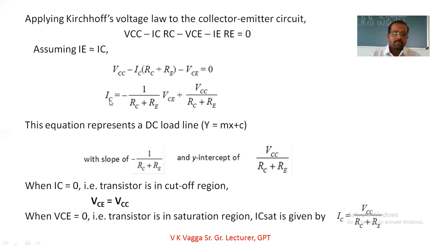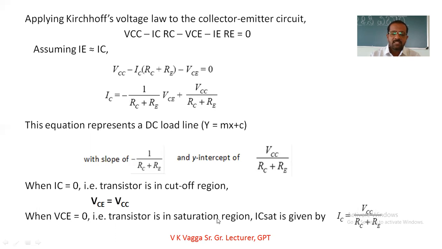Okay, so if I place IC equal to 0, I get VCE equal to VCC. In the same way, when VCE is equal to 0, in this equation I place VCE equal to 0. So it is 1 divided by RC plus RE into 0. Any value multiplied by 0 is equal to 0 itself. So it is 0 plus VCC divided by RC plus RE, which is VCC divided by RC plus RE only.